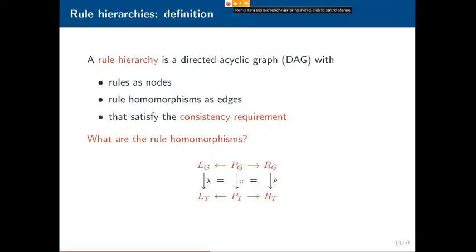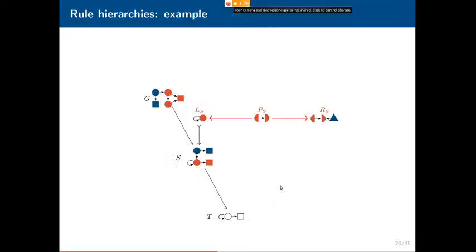So how do we define rule homomorphisms in this context? For Sesqui-Pushout rewriting rules given by spans, we define rule homomorphisms by triples of homomorphisms that satisfy certain additional consistency conditions that make the diagram in this slide commute. So let us see a small example of a rule hierarchy.